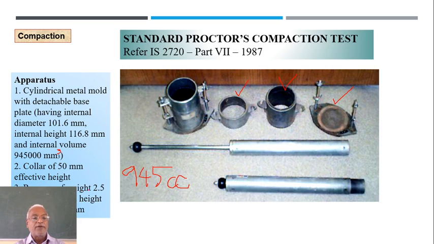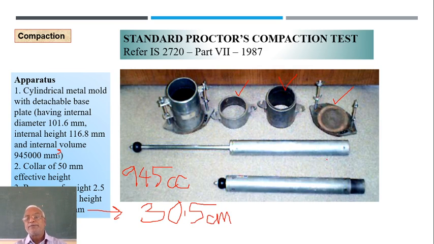Now the rammer is of 2.5 kg mass, or 2.5 kg force weight, or 25 newtons in terms of SI units. It is made to fall with a height of free fall of 304.8 mm, or you can put it as 30.5 centimeters of fall. So you can say that it is made to fall 30.5.